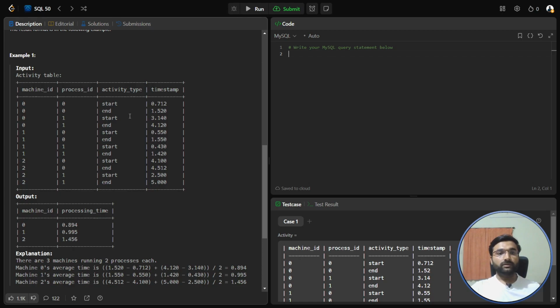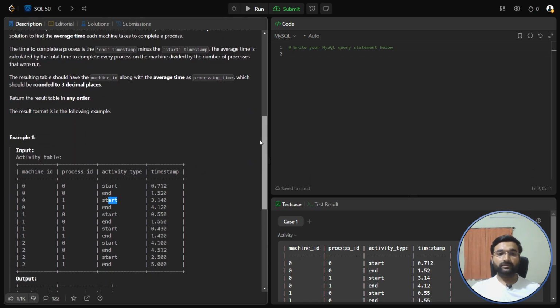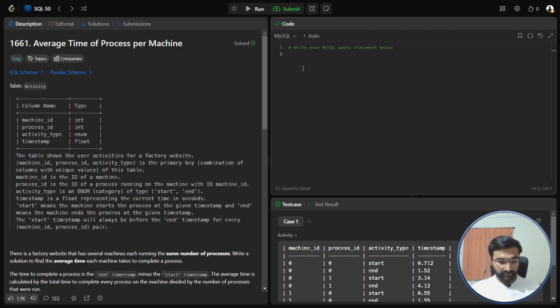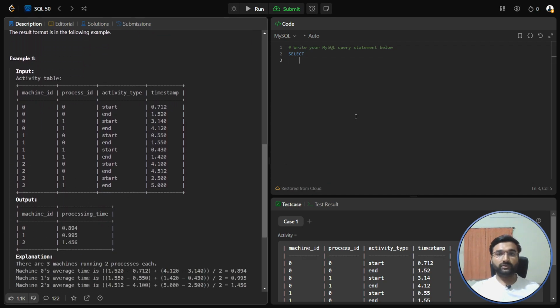So we have the start and end. I cannot do it by just grouping by the machine ID and calculating the average. I have to mention end minus the start of it. So we will be using 2 aliases over here because of this condition. So let's start writing. Select, I want in output machine ID and the processing time.